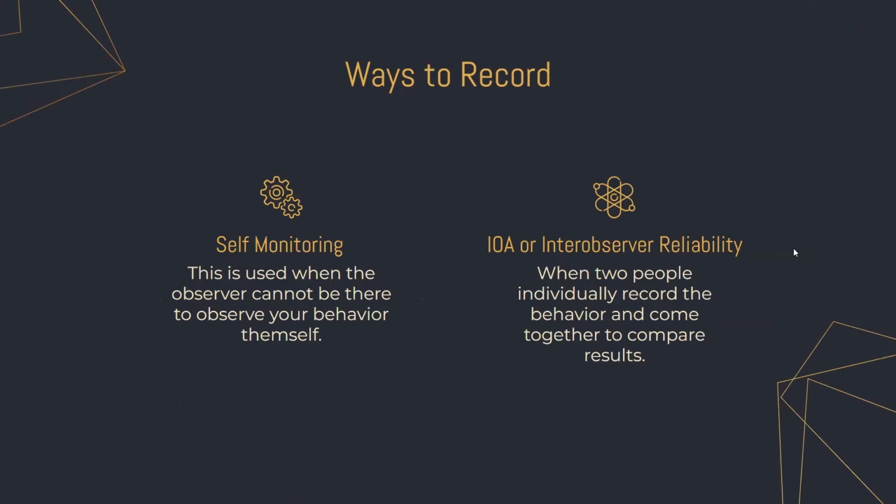So ways to record these kinds of behaviors are there's the self-monitoring way or the IOA, which we just said. A self-monitoring way is usually used when the observer cannot observe the behavior themselves constantly, like throughout a day. And an IOA is usually when two people individually record a behavior and they can come together and compare results. There can also always be more than two people, but two people right now is convenient for us to understand the concept.